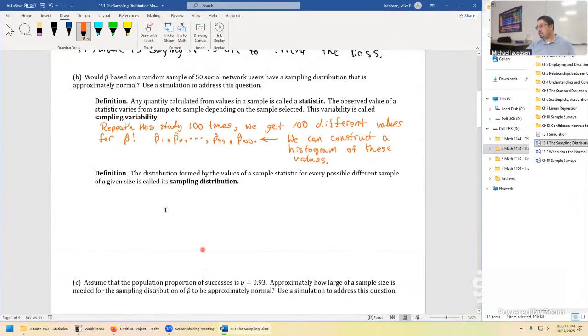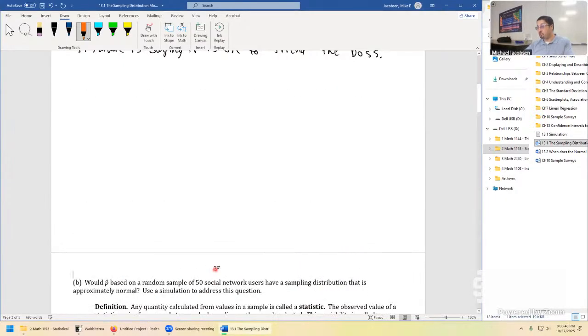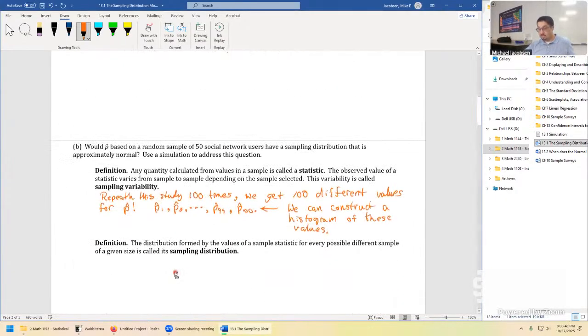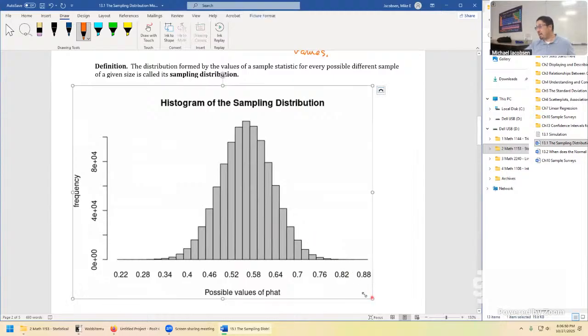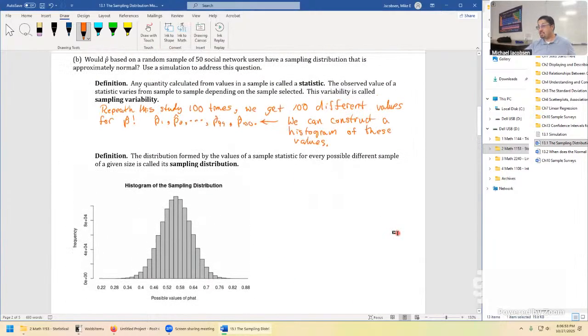There we go. So the question was, would p hat, based on a sample of 50 social network users, have a sampling distribution that's approximately normal? Let's put this on the next page. And based on everyone's reactions, we can say, yes, we're looking at a normal distribution. That's kind of phenomenal because now chapter 6 is back on the table for us. Excuse me, chapter 5, the standard distribution and the normal model. So this takes a nice, clean, normal distribution shape.